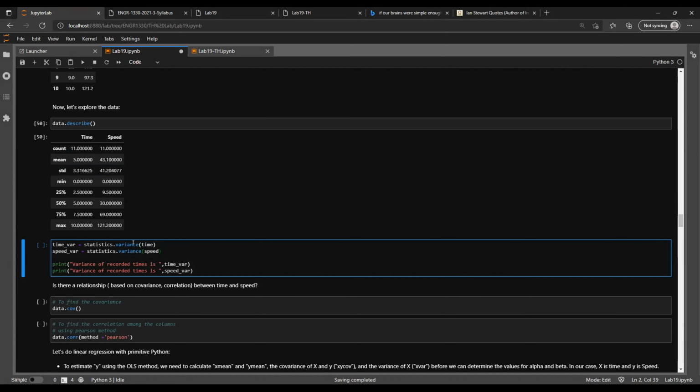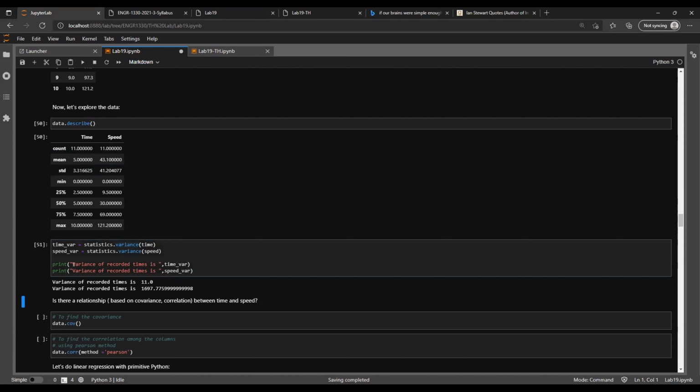Well, I know we want the variance. Variance is something you're almost always going to use. So what's the variance in my time and what's the variance in my speed? Well, it was already up. The variance of the recorded times is 11 and the variance of recorded speeds, I believe, plural.